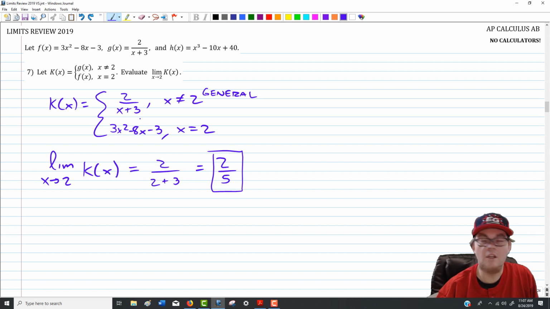So this is what we call our general behavior limits. Pretty simple and straightforward to evaluate, but easy to mess up because it's so easy for our brains to say, well, x equals 2, let's put it in there. Not the case, for all the reasons we discussed in class.